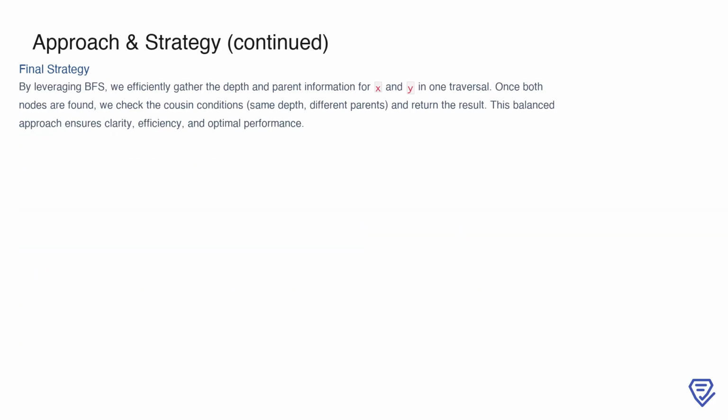By employing BFS, we can efficiently gather the depth and parent information for nodes X and Y in a single traversal. This method allows us to verify the cousin conditions, whether the nodes are at the same depth and have different parents, once both nodes are located. The clarity of this approach lies in its level-by-level processing, making it easy to organize and compare nodes as we go. This strategy balances efficiency and simplicity, ensuring optimal performance for both small and large binary trees. By avoiding redundant computations and leveraging the natural structure of BFS, we achieve a solution that is both intuitive and effective for solving the problem of determining cousin nodes in a binary tree.